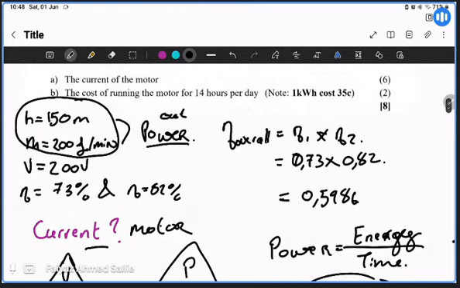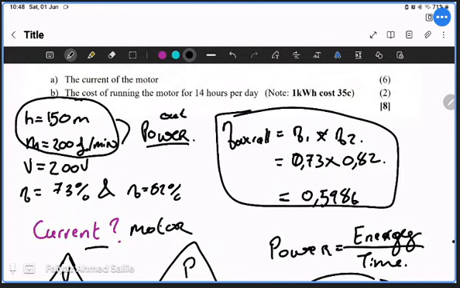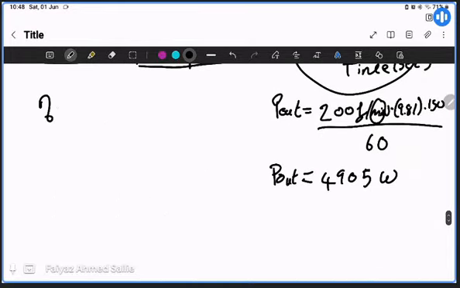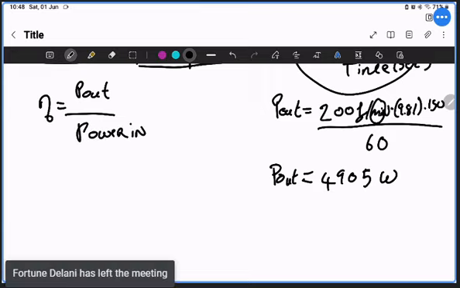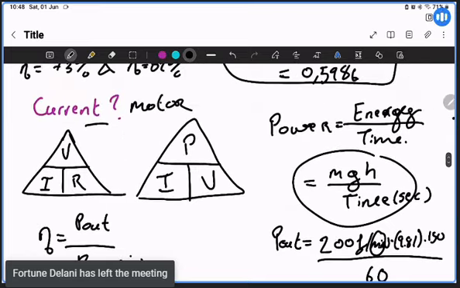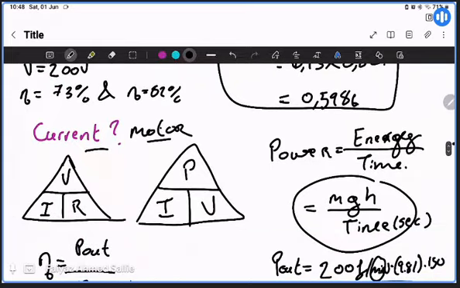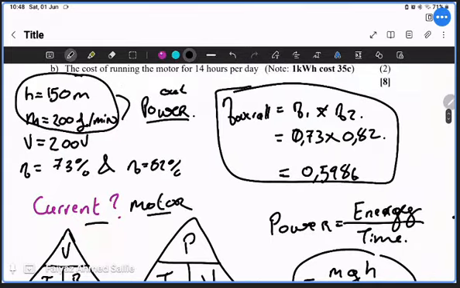So from efficiency, we know that efficiency is equal to power out over power in. And what is our input power? Our input power is going to be the motor, and our output power is the power of the fluid. So this is fluid power.